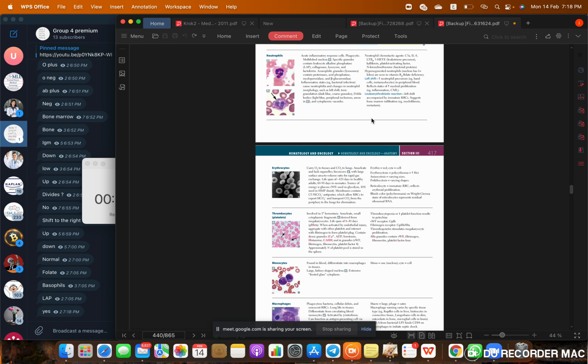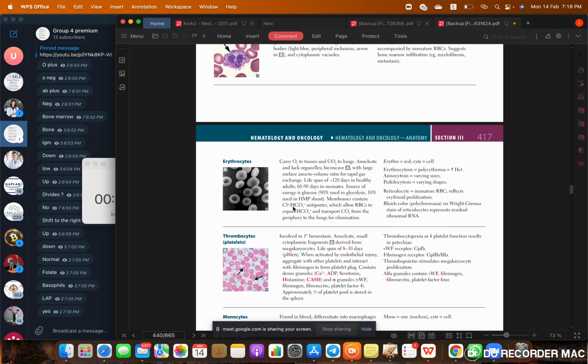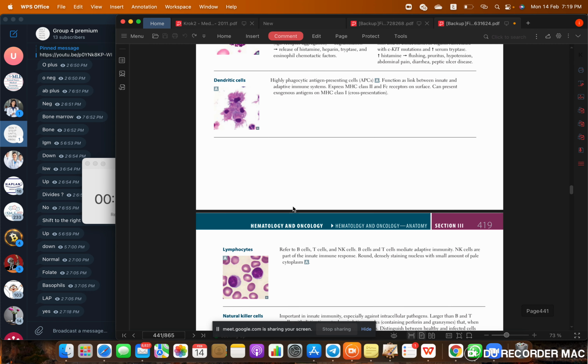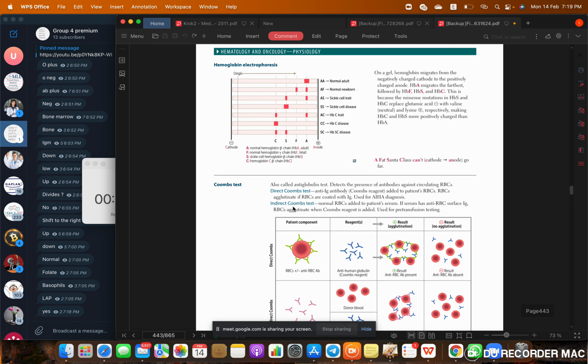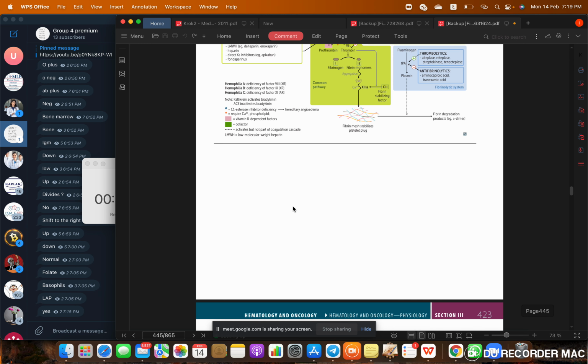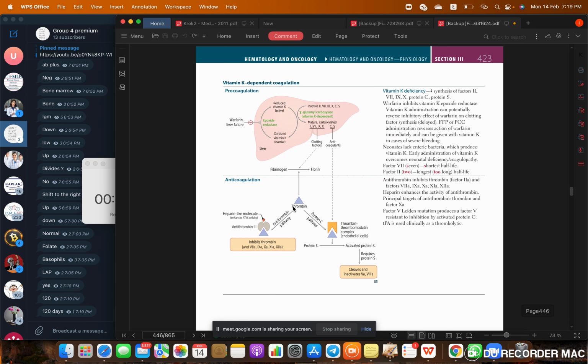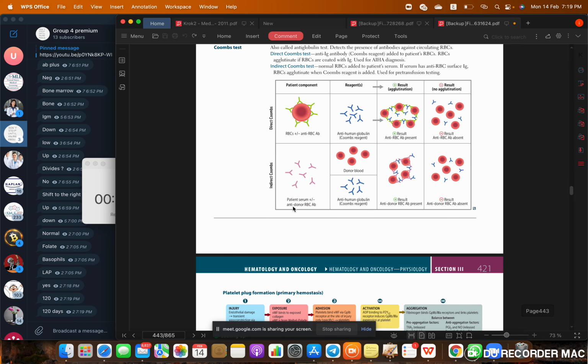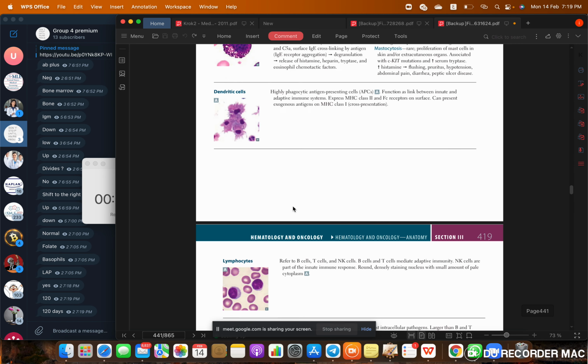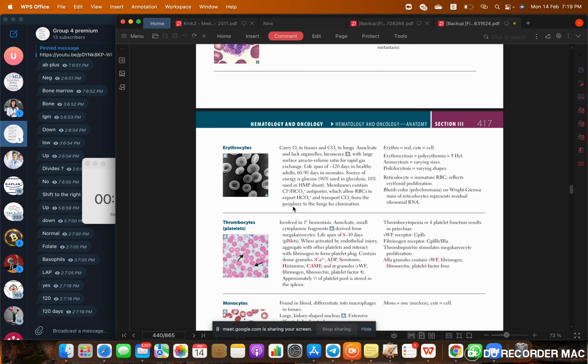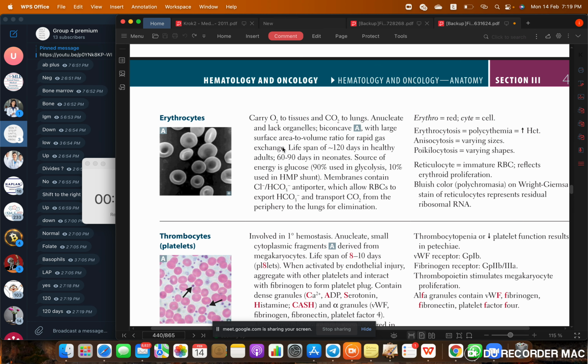So now I'm going to start speaking about RBCs. How long do RBCs live inside of our body? 120 days, okay, plus or minus. So let's take a look. RBCs, also known as erythrocytes, their main function is to carry the oxygen to the tissues and the CO2 back to the lung. Keep in mind that the CO2 is not only transported by the erythrocyte, but it can be transported by the plasma as well.